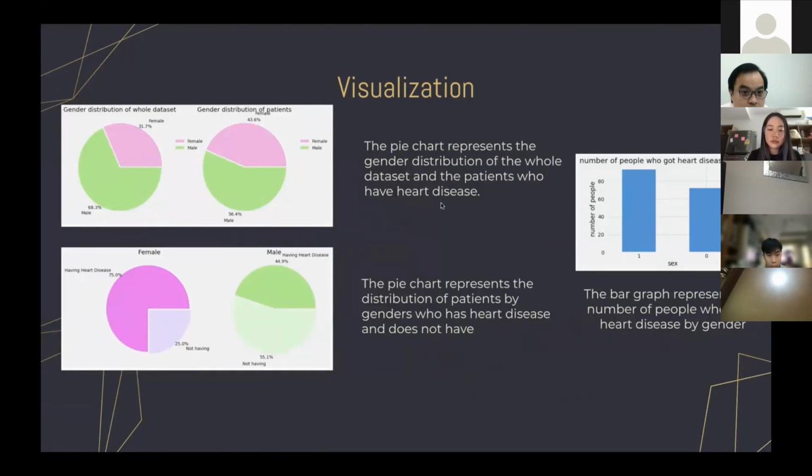On the right one shows the distribution of genders, and on the right side, the patients who actually have heart disease. And the lower one is the pie chart that represents the distribution of patients by gender, and who has heart disease and who does not. On the right hand side, the bar graph represents the number of people who have heart disease by gender. Like this one is the number and this one is the distribution of percentage.